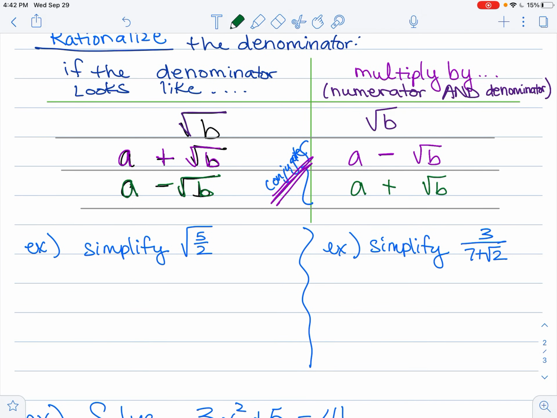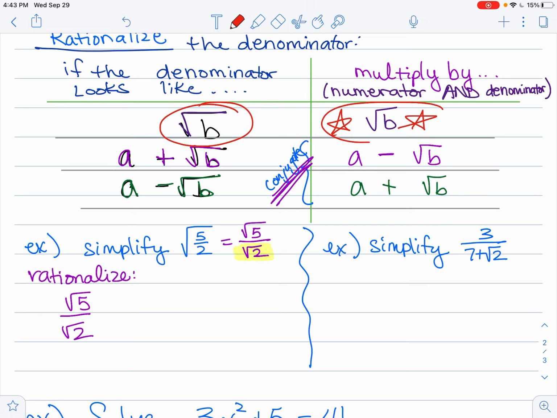Okay, so for example, if I'm simplifying the root of 5 over 2, I'm going to simplify this as the root of 5 over a separate root of 2. This is okay, but I can't have a root in the denominator. So now I'm going to rationalize. So if I've got the root of 5 over the root of 2, now I'm going to multiply it. I see the root of 2 is just the root of a number, which means I'm going to multiply it by this right here. So I'm going to multiply by the root of 2 on the bottom and the top.